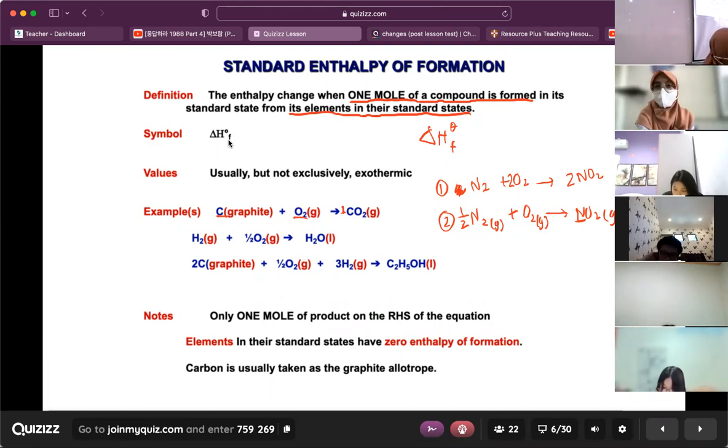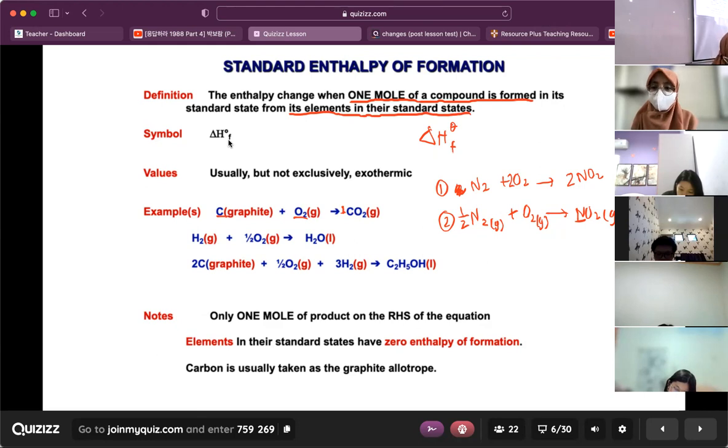Yes, because the compound produced is 2 moles. Well, the definition of standard enthalpy change of formation is 1 mole of a compound formed in its standard state from its elements in their standard states. Yes, the elements are still in their standard states. If I write down the state symbol, yes, but the state symbol is the same for reaction 1 and reaction 2.